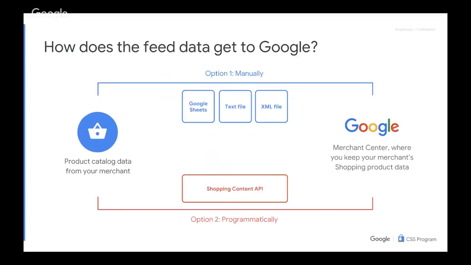The second option is a bit more advanced and uses the Shopping Content API. This is most often relevant when managing large or complex Merchant Center accounts and requires a bit of API knowledge. However, if you're a CSS looking to advertise on behalf of a large number of merchants, this method is something we recommend.